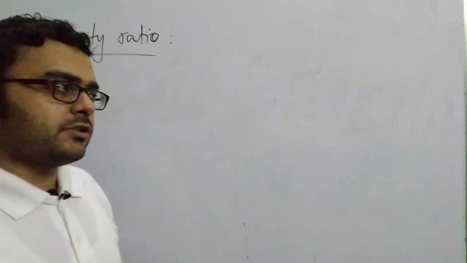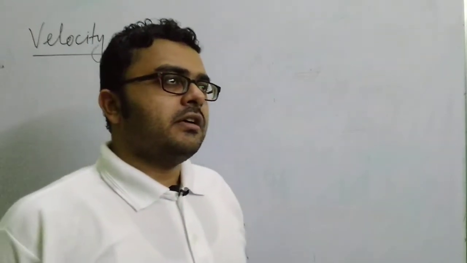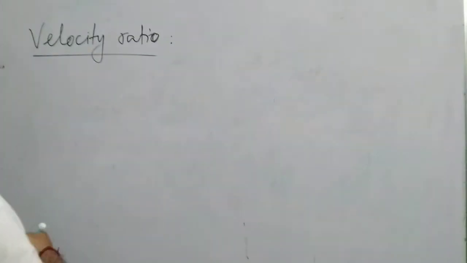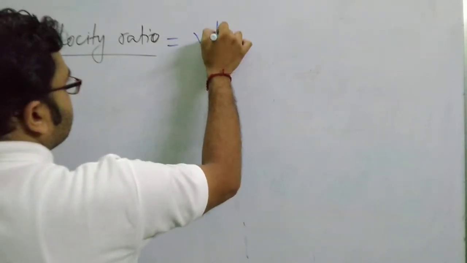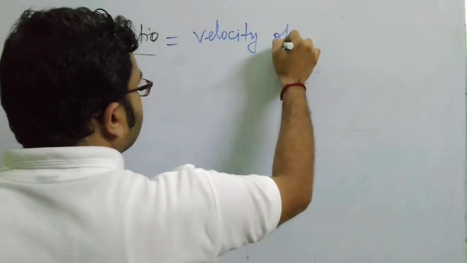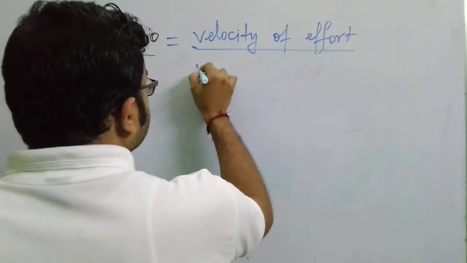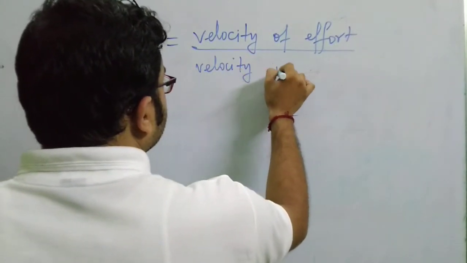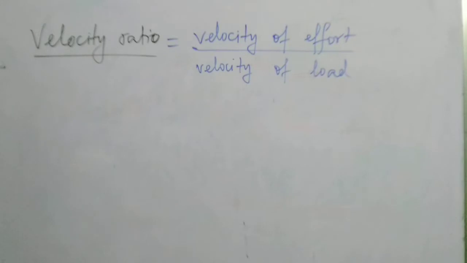So we have already studied the term mechanical advantage, isn't it? You know that mechanical advantage was the ratio of the load to effort. Likewise, velocity ratio, as you can understand from the term velocity, is the ratio of some velocities, and it is defined as the ratio of the velocity of effort to the velocity of load. Okay, so it is defined as the ratio of the velocity of the effort to the velocity of the load.